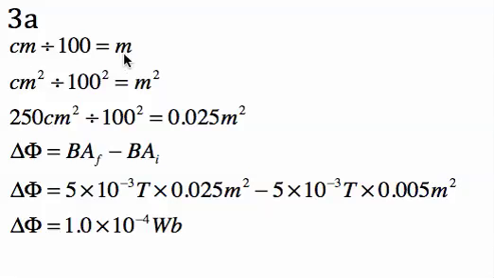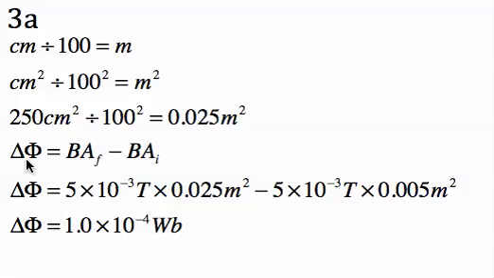Converting from centimetres to metres, you divide by 100. Converting from centimetres squared to metres squared, you divide by 100 squared. So 250 centimetres squared divided by 100 squared, which is 10,000, gives you 0.025 metres squared.